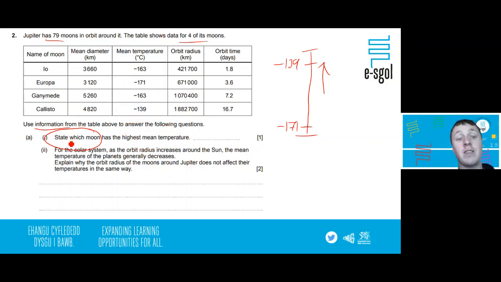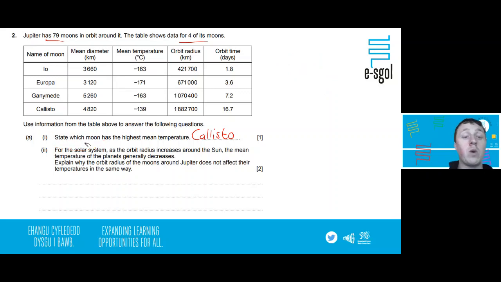The question asks us to state which moon, so if it's not clear, that means you have to put the name Callisto in, and please avoid writing the numbers. We don't want to write the numbers instead of the name because it asks for the name. State which moon. It doesn't say what temperature or what value is the lowest or highest. It's asking for the name of the highest temperature moon.